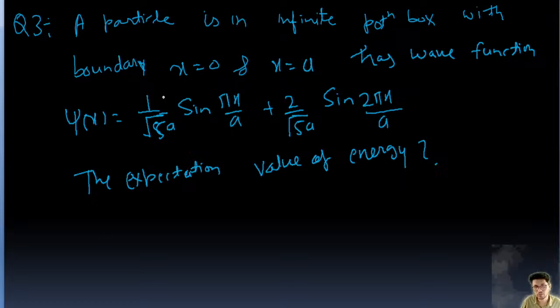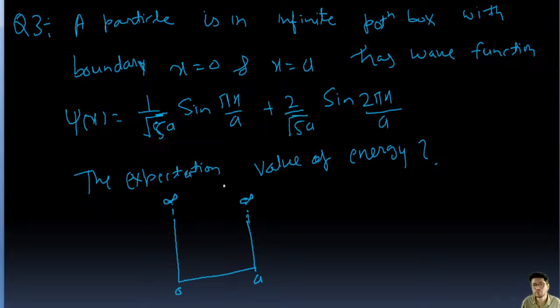So you can see the particle is in an infinite potential box. Boundary condition means the particle is in an infinite potential box like this. This boundary x equal to 0 and x equal to a means this is 0, this is a, so the width is a. This is an infinite potential box, so we need to find out the expectation value.